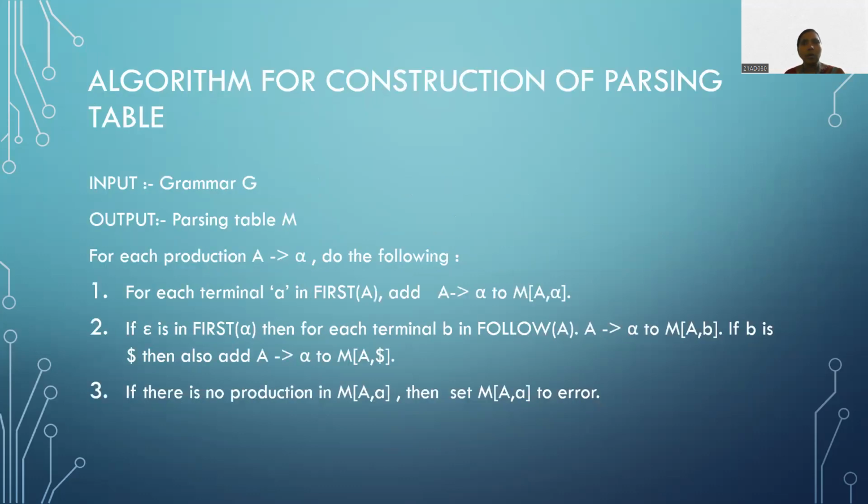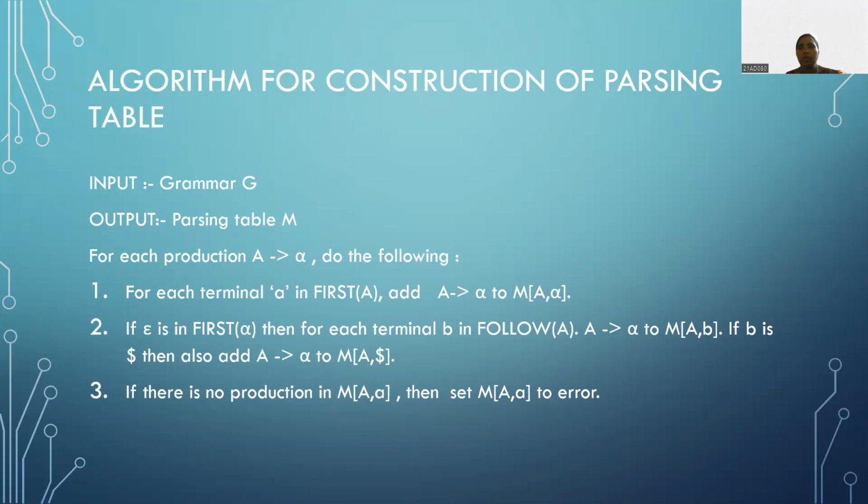Now let us see the algorithm for construction of the parsing table. The input is the given grammar. Your output is the parsing table M. So for each production A → α, you are supposed to do the following. For each terminal a in FIRST(α), add A → α to M[A, a]. That is, you are writing that respective production in the table. The name of the table is M. You are having two parameters. The first one will be the non-terminals of the given context-free grammar, and the next one will be the terminals.